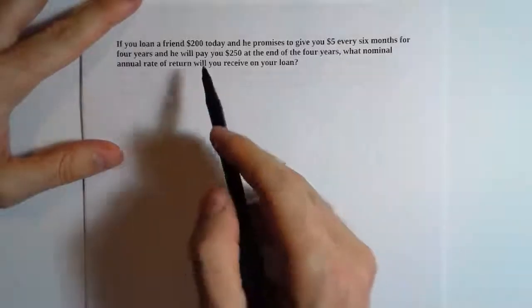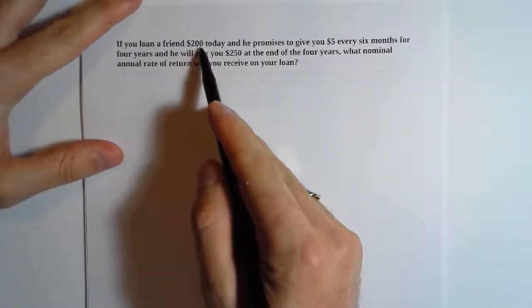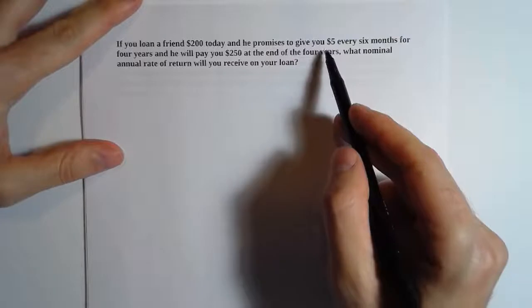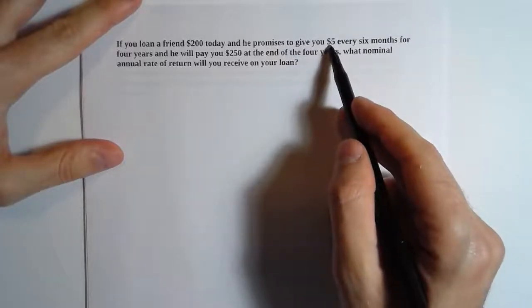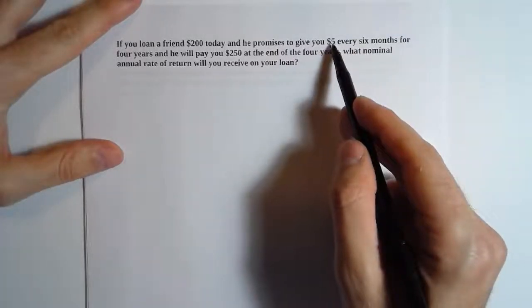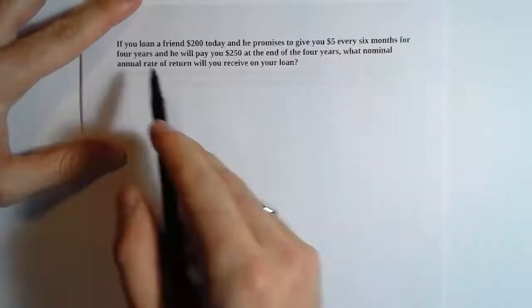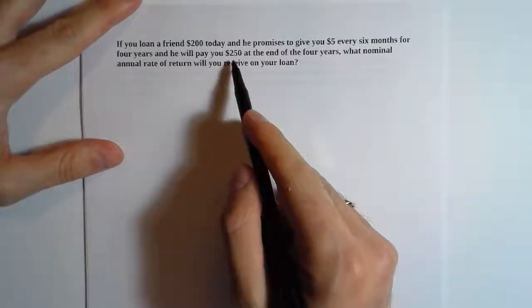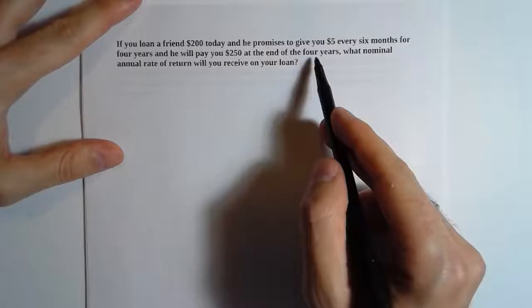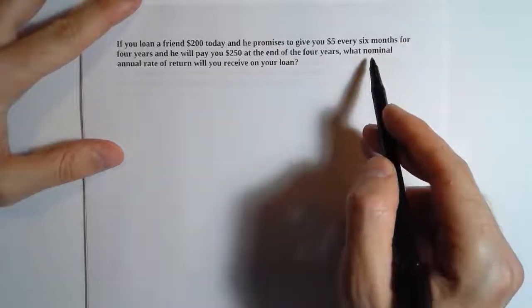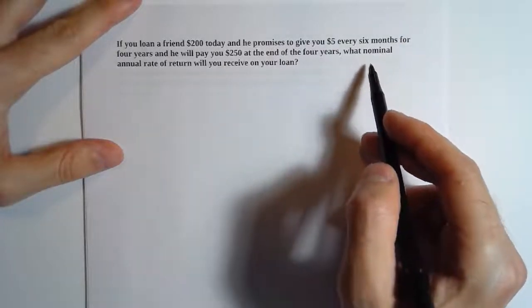So if we think about this, we have $200 that you're loaning your friend today, which would be an outflow of cash. Then he's going to give you $5 every 6 months, so that's $5 of inflow every 6 months for 4 years. Then he's going to give you $250 at the end of the 4 years, and we need to find out what the nominal annual rate of return will be on the loan.